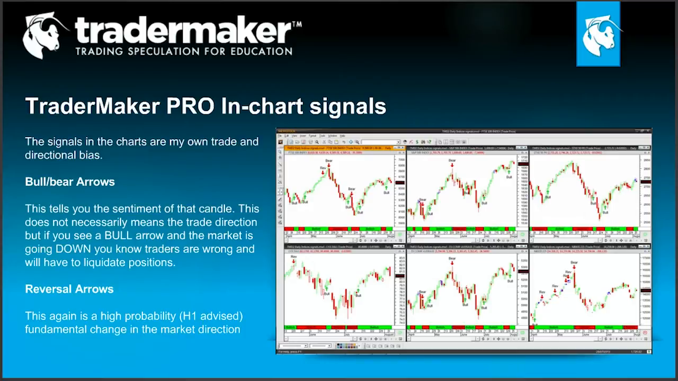In chart signals, again, there'll be lots of bull, bear, and reversal arrows. And not too many. Again, all the indicators I've designed are meant to pop up only occasionally. You don't get a signal every candle, every bar. They're designed to give signals when the market reaches the extremes. And I'll go through some live examples in the charts and show you where the entry points were.